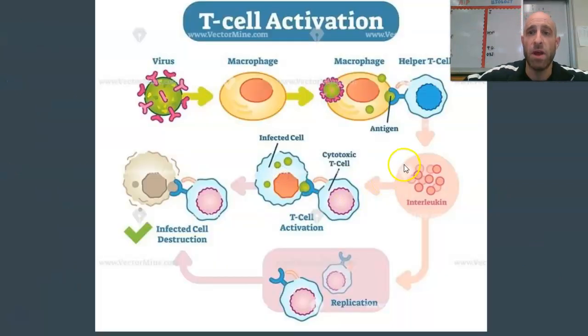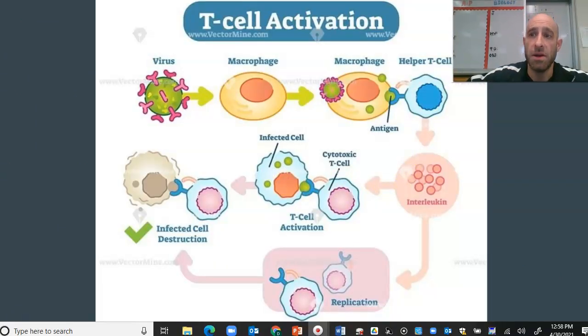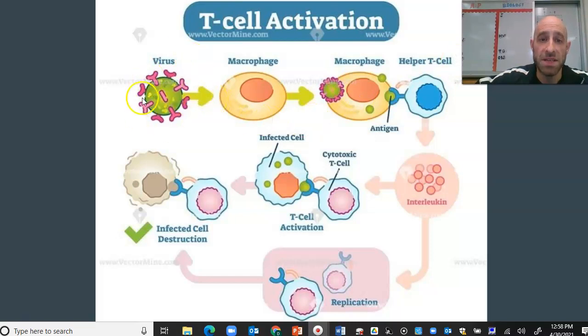So this is just a diagram that shows a little bit what I just said here. So if you take a look, you can see a virus gets into the body. A macrophage is going to ingest it, and then once it ingests it, it has these little pieces of that virus, which is what the antigen is. And then what happens is the helper T cell has a little receptor on it, which is built to attach to that virus antigen, and that triggers the release of this chemical called interleukin.